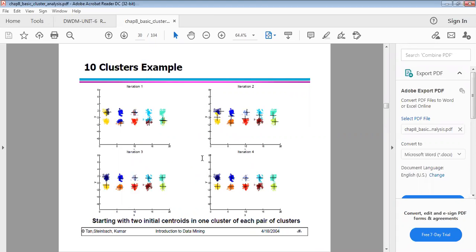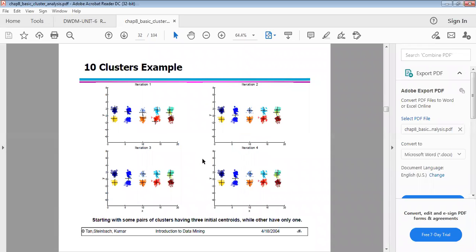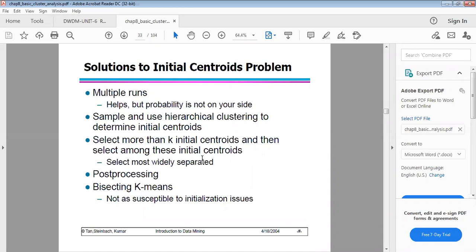See these examples: iteration 1 and iteration 2, iteration 3 and iteration 4. How it works: first, you start with two initial centroids in one cluster for each pair of clusters. Then, starting with some pairs of clusters having three initial centroids while the others have only one. Like this way you have to perform. Finally, whichever is the nearest, only that we have to consider.